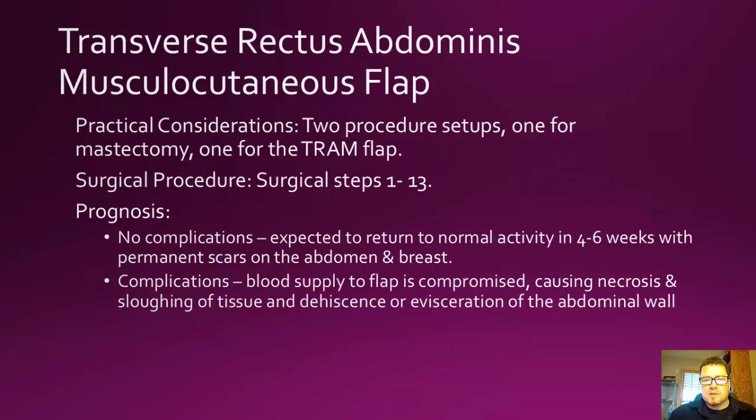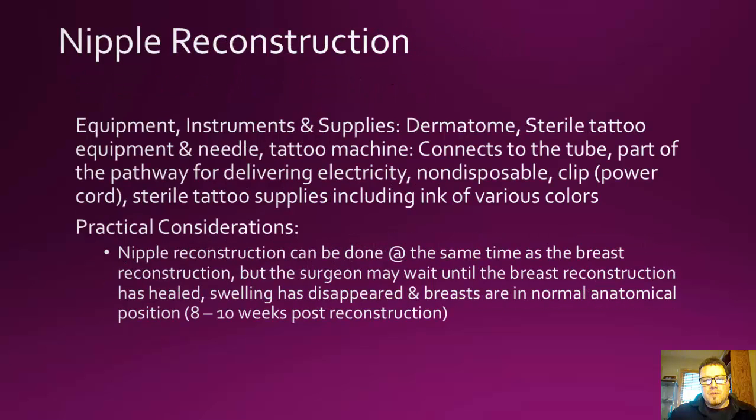With no complications, these patients can return to normal activity in 4 to 6 weeks. If there's complications, maybe the supply of the flap is compromised, then that tissue is going to die. Some more equipment and supplies. You're going to possibly need sterile tattoo equipment for the nipple reconstruction. It can be done at the same time as the breast reconstruction, but sometimes they'd like to wait until that's healed well and the swelling has disappeared so that the breasts are in the right position before they reconstruct the nipple.